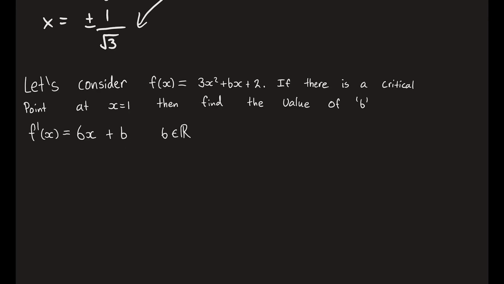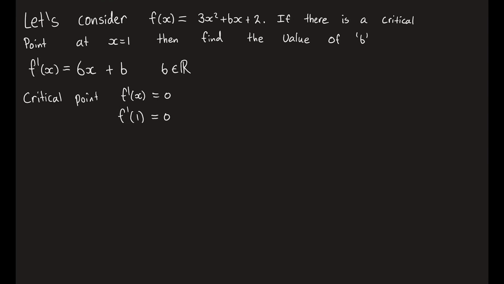So a critical point, recall, that means that f prime of x is equal to 0. And we know what point this is happening at. So we can say that f prime of 1 is equal to 0. So now we can plug in those facts and we can get 6 plus b is equal to 0. And therefore, b is equal to minus 6.